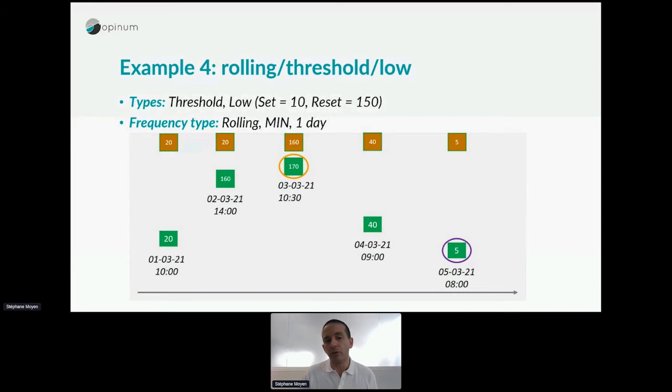And as you go along, the state changes only on the 5th of March, where the minimum aggregated value over the past day is going to be 5, so below the 10 set threshold.